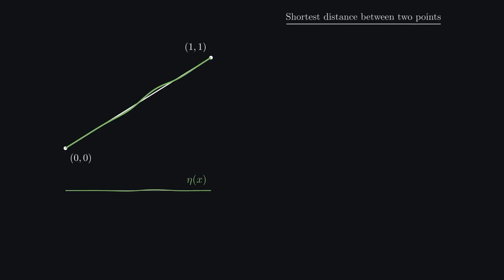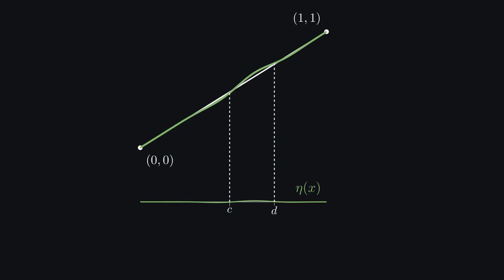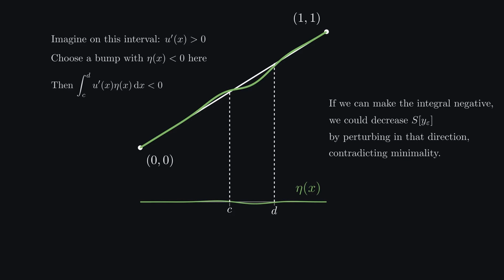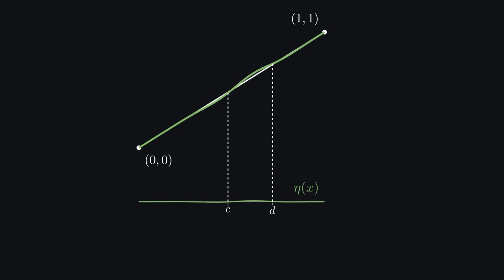Let's look at one interval from c to d on the curve. Let's imagine on this interval that u' and eta have different signs. In that case, the integrand would be negative, and the contribution from the integral on this interval would be negative. But that would mean that we're decreasing the value of the overall integral. In other words, by perturbing the curve slightly in this interval, we can create a curve with a shorter overall length. This is a contradiction because we started with a curve that we assumed was the minimum length. This is the key part of the proof.